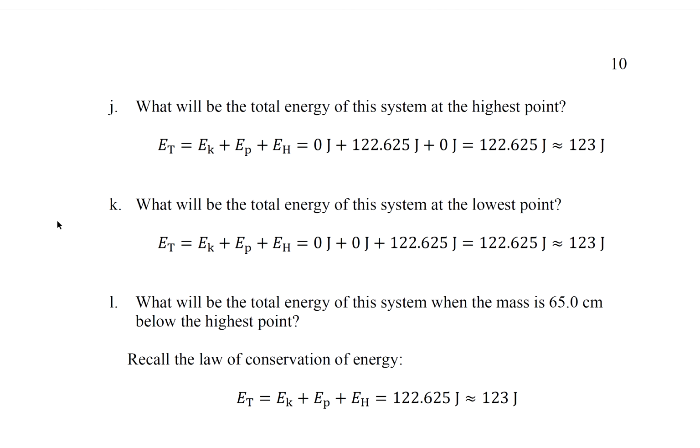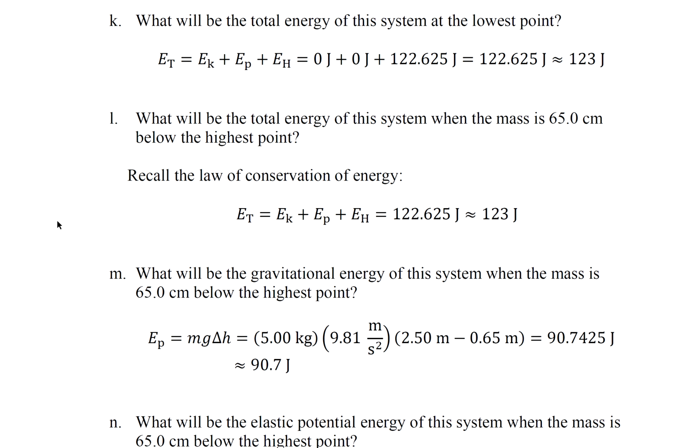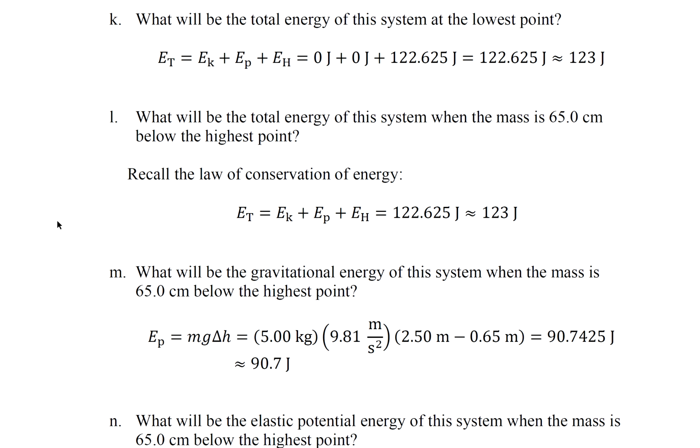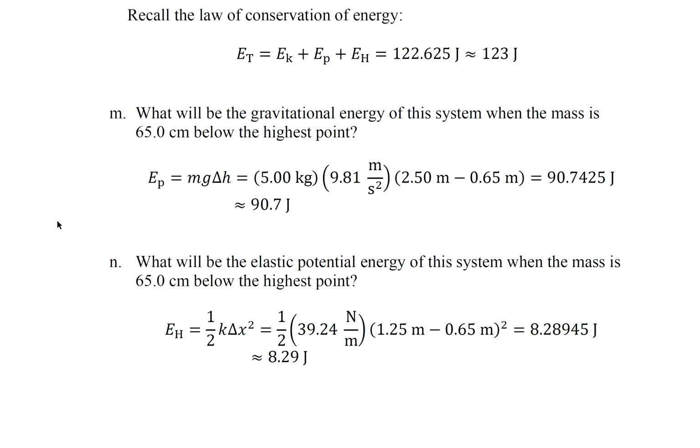What will be the total energy of the system at the highest point? 123 joules. What will be the total energy of the system at the lowest point? 123 joules. What will be the total energy of the system when the mass is 65 centimeters below the highest point? So conservation of energy is going to be 123 joules. Part M, what would be the GPE of the system when the mass is 65 centimeters below the highest point? We're going to use this equation here, mg delta H.